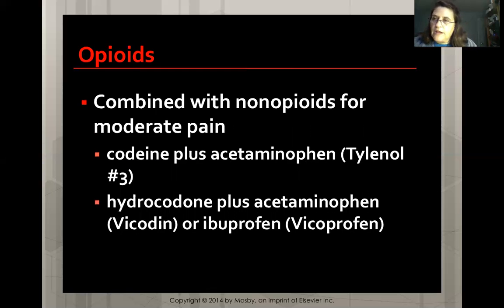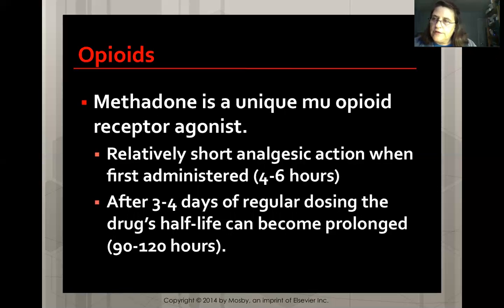Okay, combined with non-opioids for moderate pain. So we would see codeine with acetaminophen, and this increases the efficacy of the opioids, so we can use less. Tylenol number 3, Vicodin, Vicoprofen. Methadone is a unique mu opioid receptor agonist. It is a relatively short acting analgesic. When it's first administered, it's 4 to 6 hours. And then after 3 to 4 days, its half-life builds up and lasts 90 to 120 days.